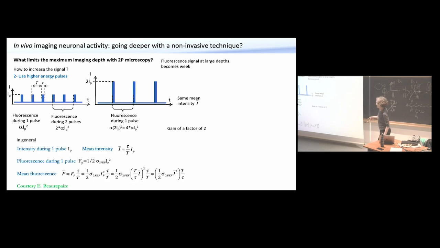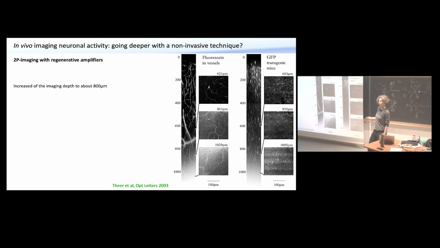Okay, so this generalizes. If you want to look at the math, it's very easy, but I don't really have time to explain. Basically, you can show that the mean fluorescence is proportional to the mean intensity of the laser squared and the spacing between two adjacent pulses. So if you go from Ti:Sapphire oscillators, for which the spacing is 10 nanoseconds, to regenerative amplifiers, for which the spacing between pulses is increased by a factor 10 to the 6, then you should go deeper. So actually it works.